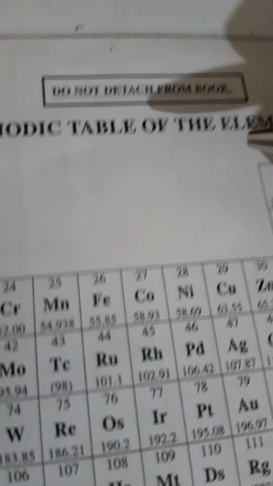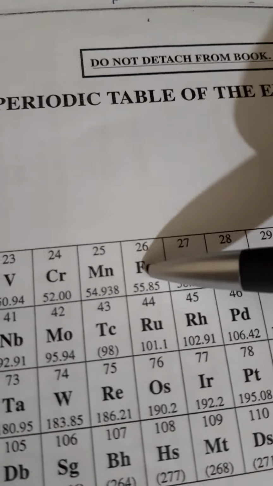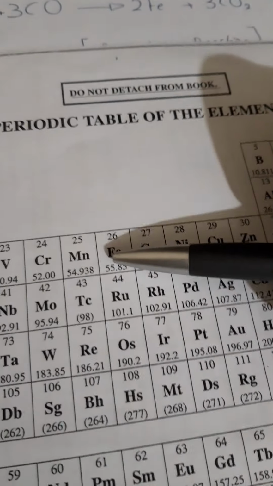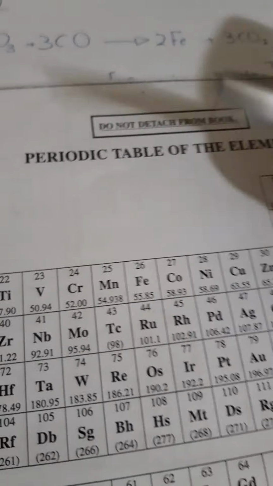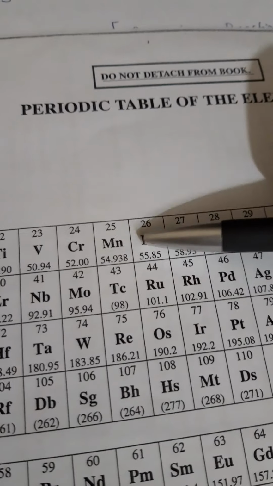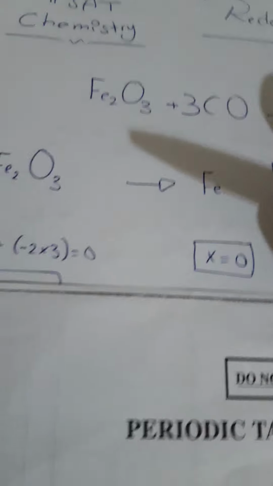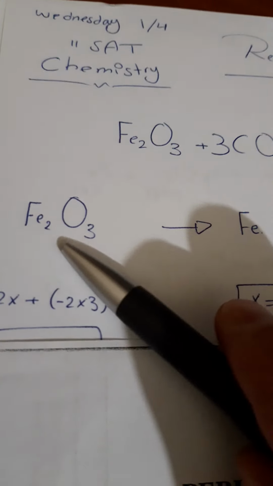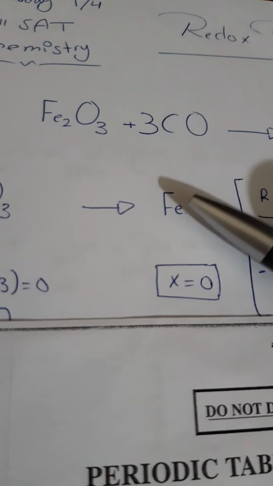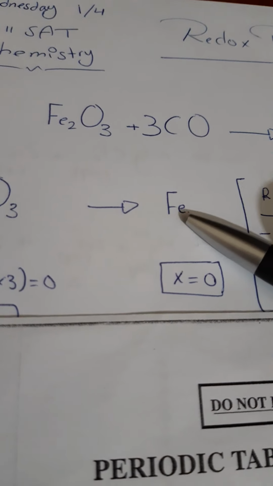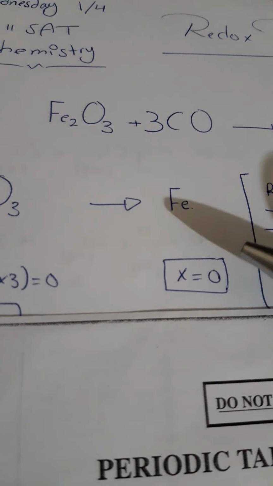Iron is a transition metal. It's not a main group element 1, 2, 3, 4, 5, 6, 8. It's hard to find the oxidation number, so we're going to calculate the oxidation number of iron. I did calculate it here for this equation. Fe2O3 became Fe. Fe is easy because it's a neutral atom, so the oxidation number is 0.